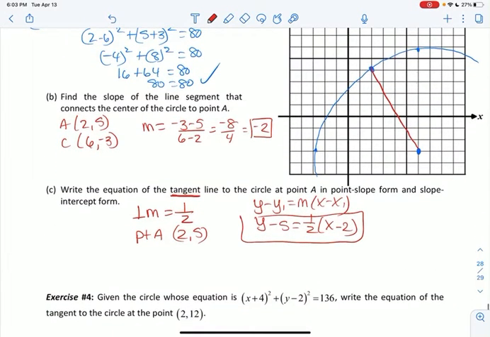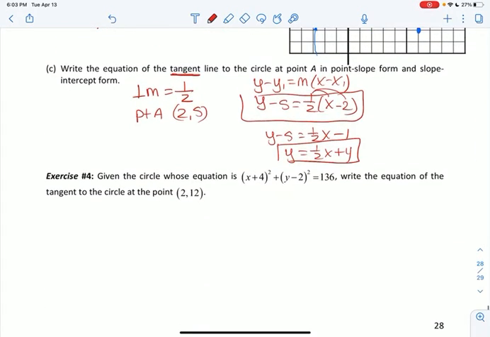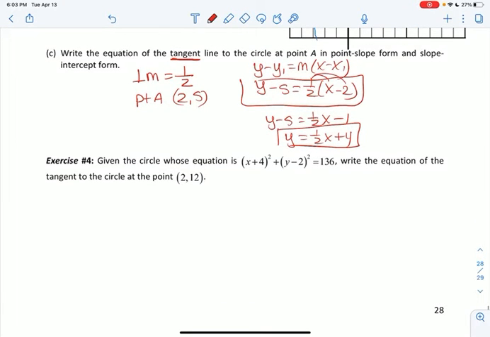And then they want it in slope-intercept form. So all I'm going to do is distribute that 1/2. So 1/2 x. I'm distributing this, and 1/2 times negative 2 is negative 1. And then I'll add 5. Okay, there we go. Not too bad at all. So this is sort of tying together some things that we've learned.